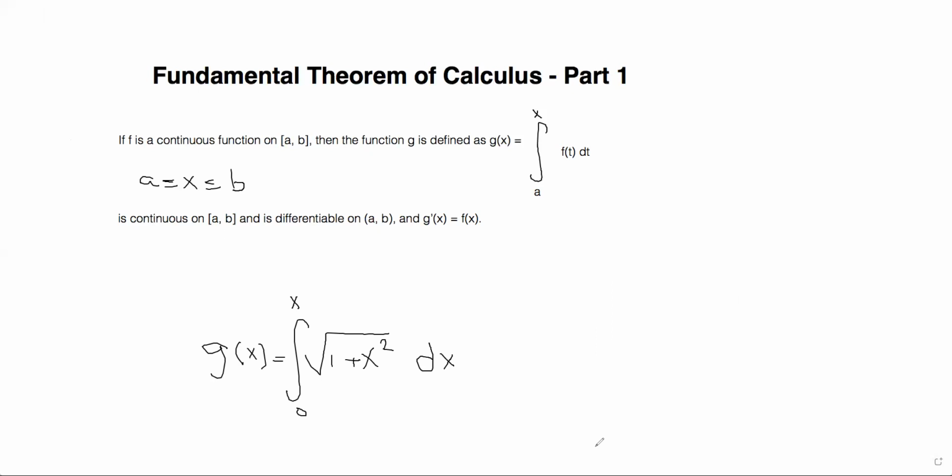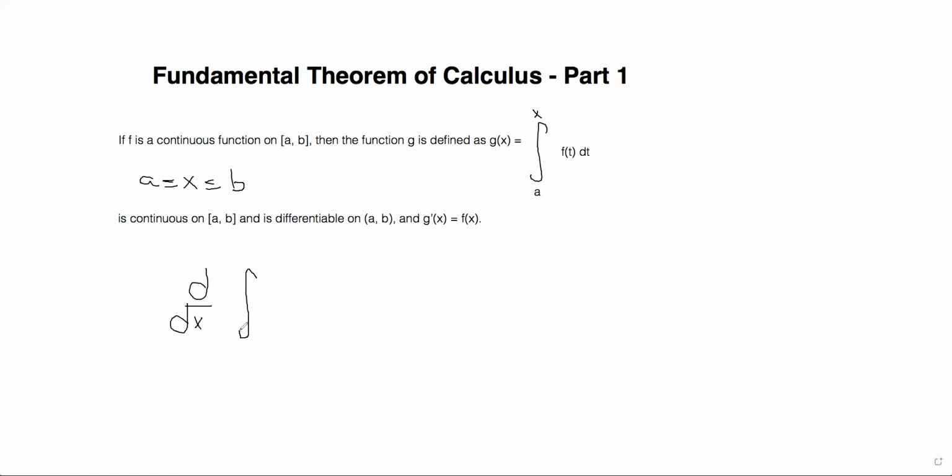So wouldn't it just be plus or minus the square root of 1 plus x squared? Yep, that's it. That's g prime of x. Okay. So now let's try a slightly different one. Same fundamental theorem, but different problem. I want to see if you can find for us the derivative with respect to x of the integral going from 1 to x to the fourth power of secant of t dt.